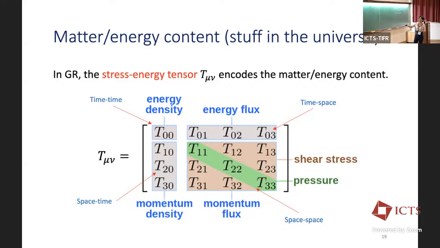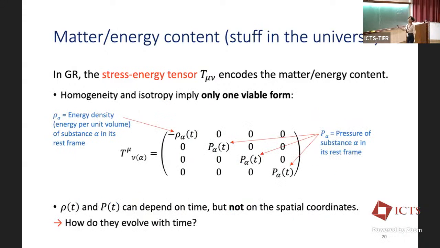Then you also have the spatial part, which is in this pink color. The diagonal entries here correspond to pressure. So yes, the stuff may have a pressure. And you also have these off-diagonal elements. Here, the time-space part, you have energy fluxes. Down here are the momentum density. And then in the space part here, you have T_12, T_13, T_23, and also reflected over here. These are called shear stresses. If you've taken engineering, it's basically kind of shearing something. Okay, so that's the general stress energy tensor. But we want to use this to describe stuff in a homogeneous and isotropic universe.